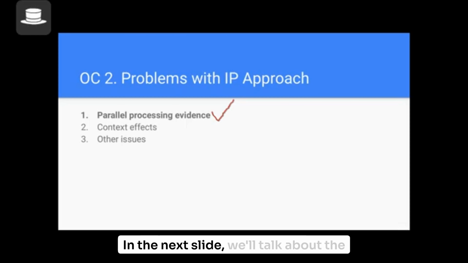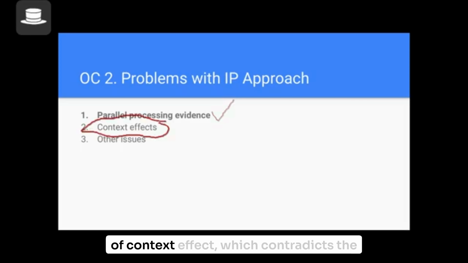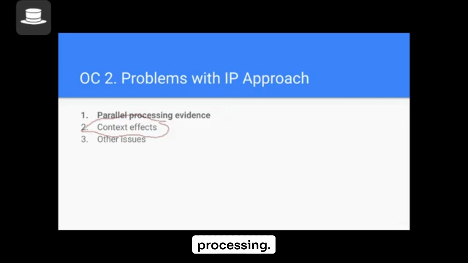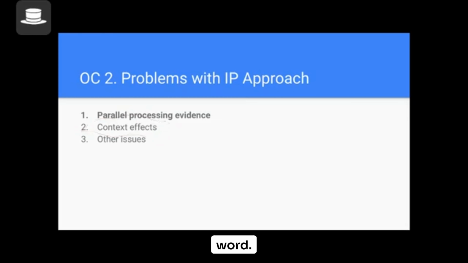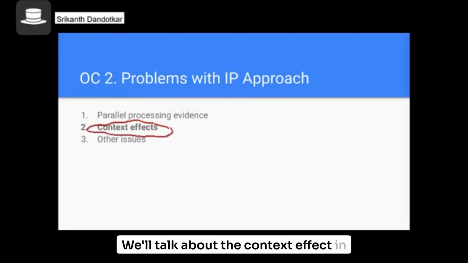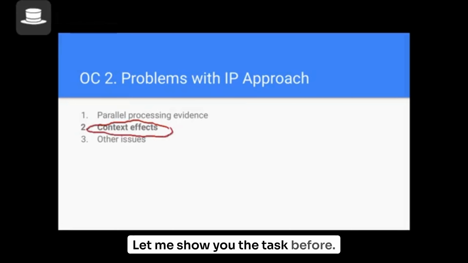In the next slide, we'll talk about the evidence of context effect, which contradicts the second assumption. The second assumption is that later stages will not influence the earlier stages of processing. In other words, responding to a word should not affect how you would encode the next word. We'll talk about the context in a second. Let me show you the task before.